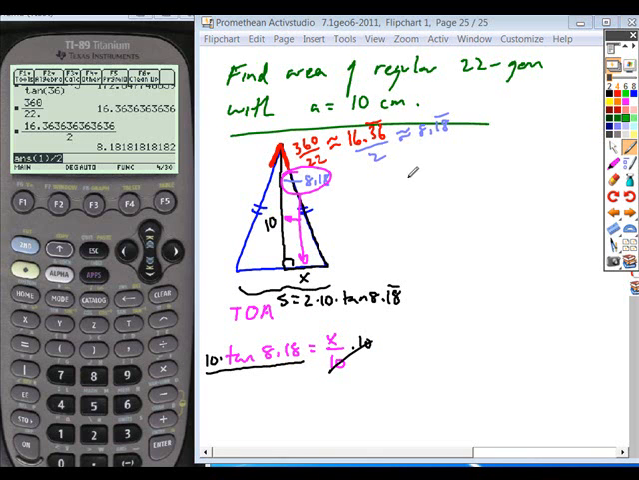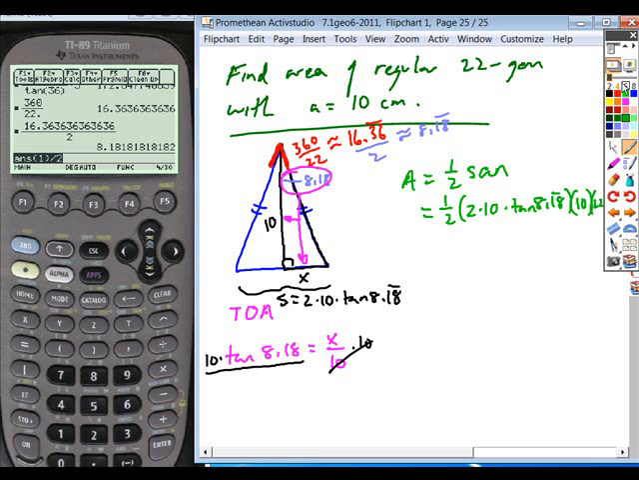We can now simply plug this into our area formula, 1/2 SAN. Again, 1/2 SA is the area of this triangle, and it's just the number of those triangles that rotate about the center of that regular polygon. And so we have our formula, or our equation we can plug in. Our S value was 2 times 10 times tan of 8.18. Our A value was given as 10. Our N value was given as 22.